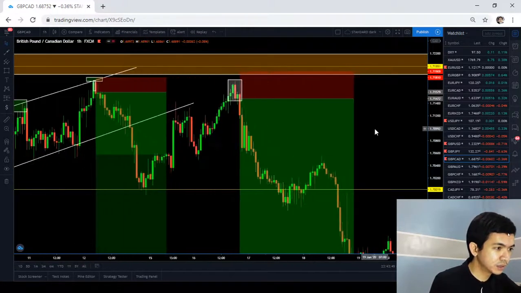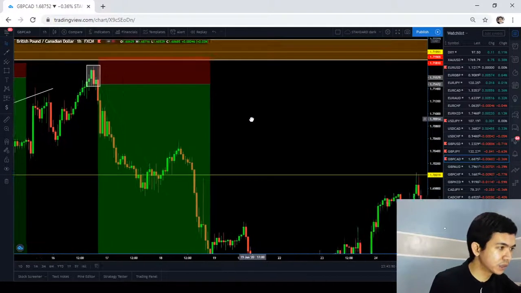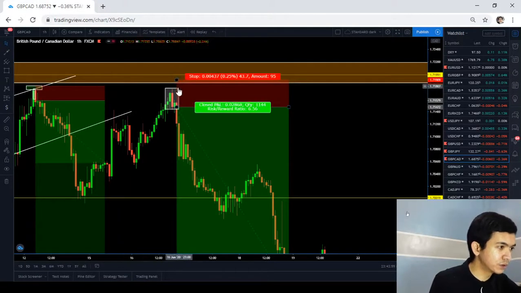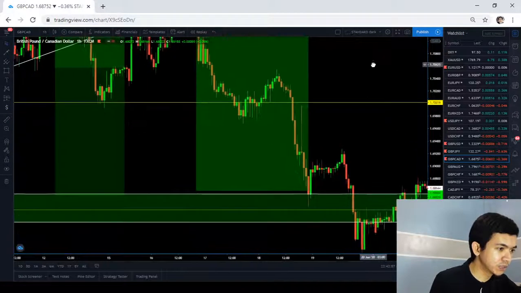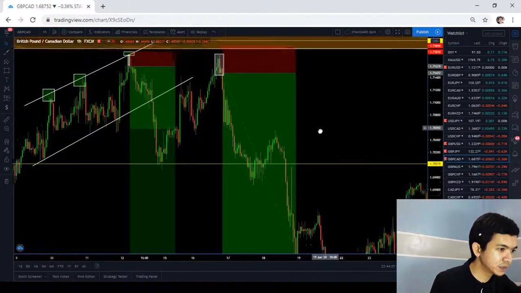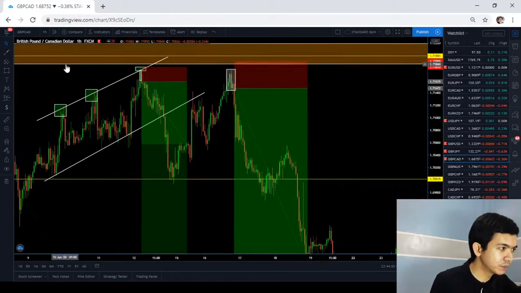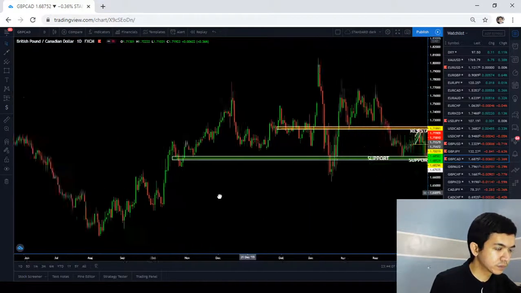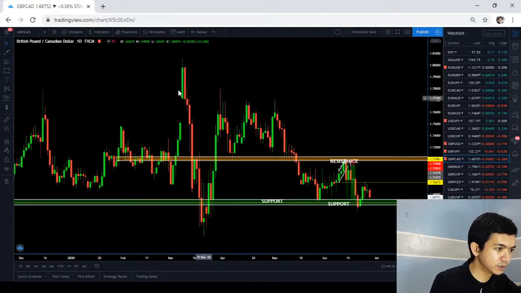Right? So, let's analyze what happened to the price. I saw confirmation and I entered. Okay? I entered, setting my TP at the same level as my higher time frame. It's here, right? Here. Okay?